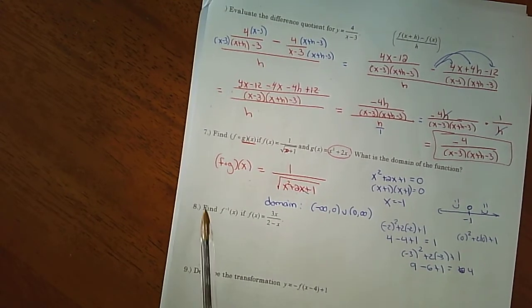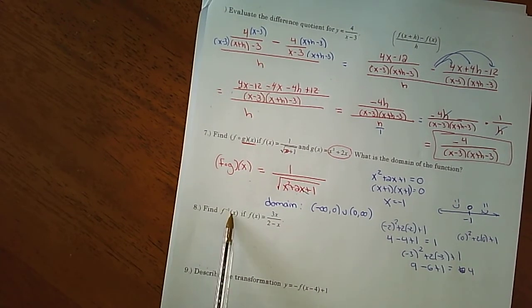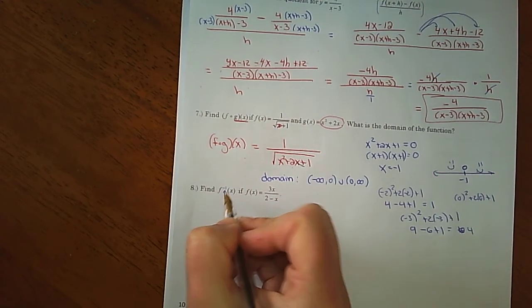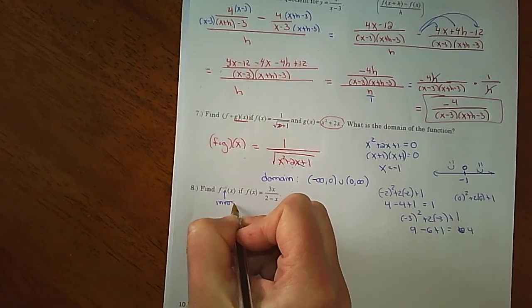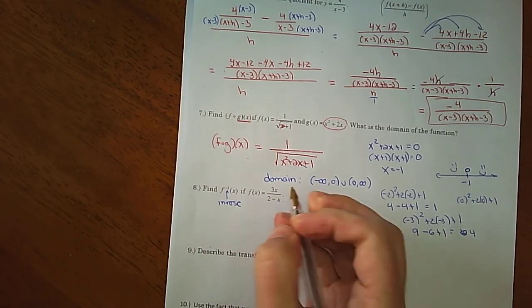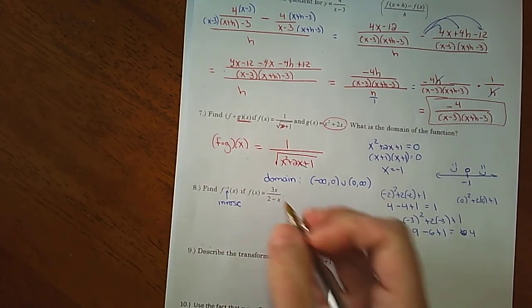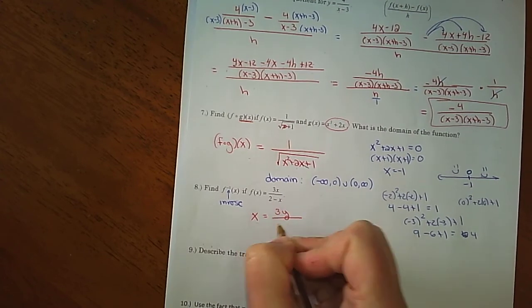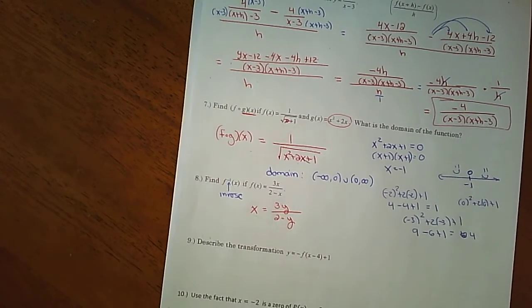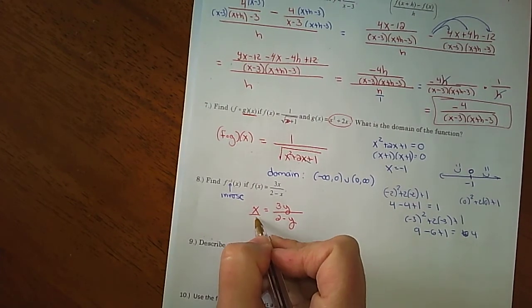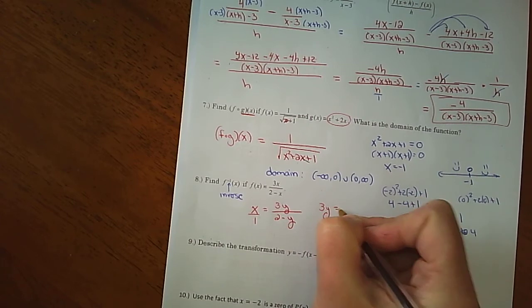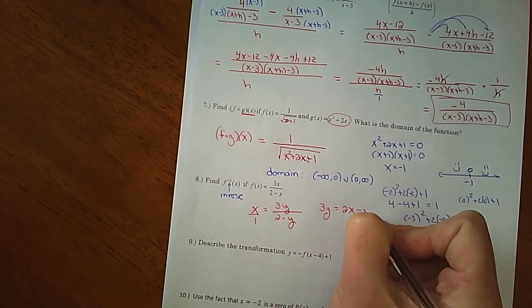All right, find f inverse of x of this guy. All right, that little negative 1 means inverse. And to find the inverse, we switch the x and the y. So I'm going to switch over to my red pen. So this becomes x equals 3y over 2 minus y. Now you have to get the y alone again. So what I'm going to do is put this over 1, cross multiply. So that's 3y equals 2x minus xy.